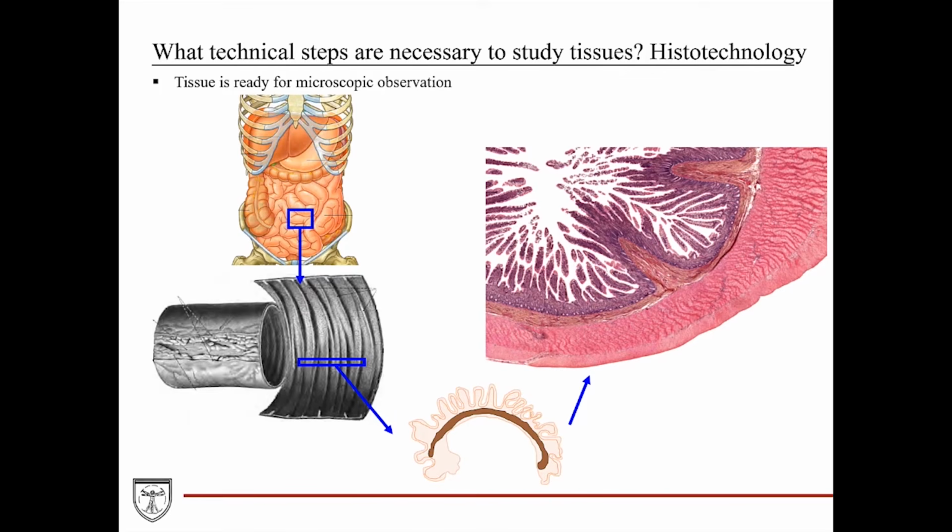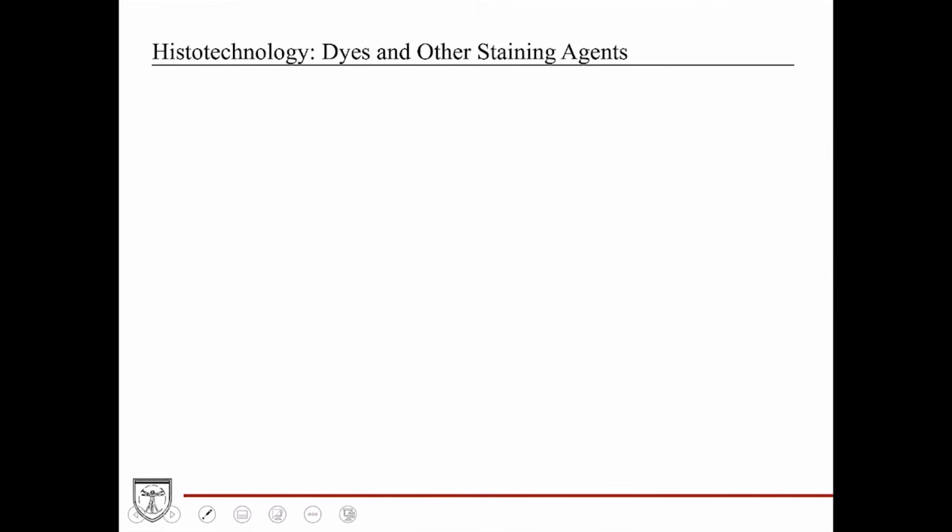Now, before we start talking about the different types of microscopy, let's spend a few minutes discussing the different types of dyes and other staining agents used to bring out the different features of the cells and the tissues.